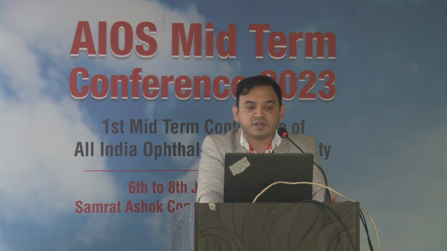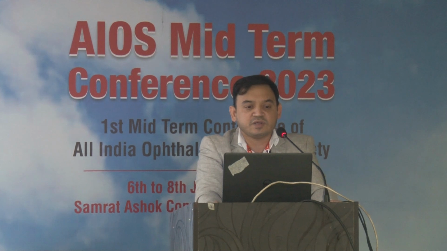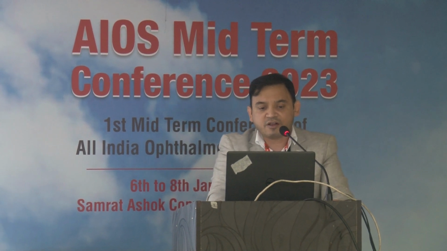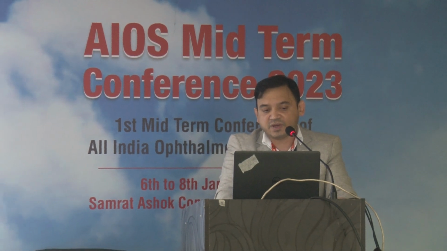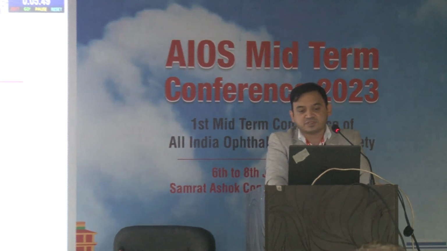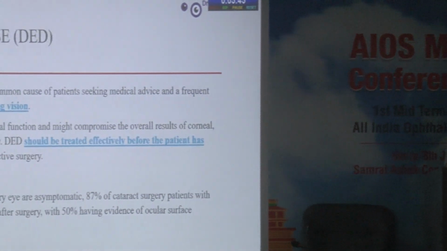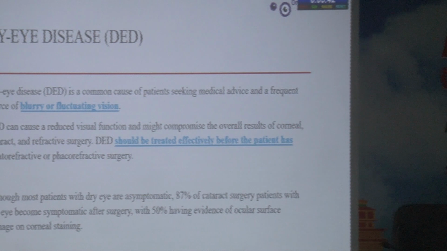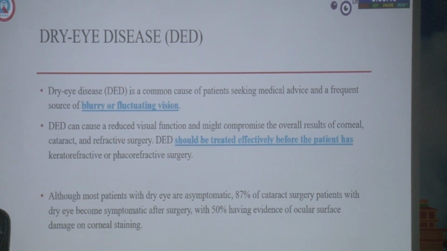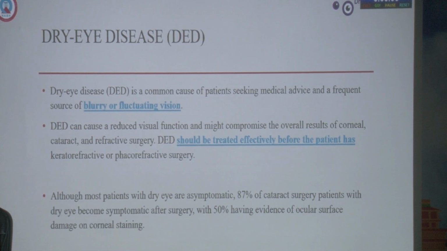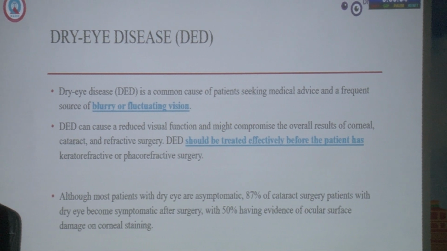Failure to manage ocular surface disorder can lead to unsatisfactory vision, worsening of symptoms, and it can also cause infections like endophthalmitis. So medical management of the OSD prior to ophthalmic surgery is very important. And among all the OSD, dry eye disease is very important. Patients may present with blurry or fluctuating vision, so we should treat the dry eye effectively before the patient has any type of refractive or cataract surgery.